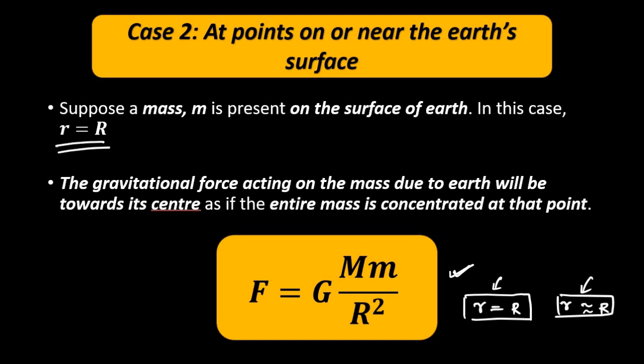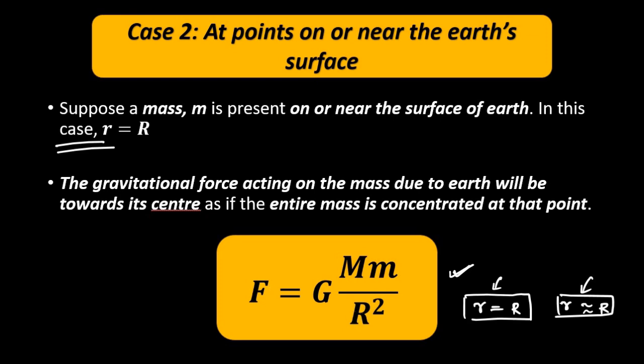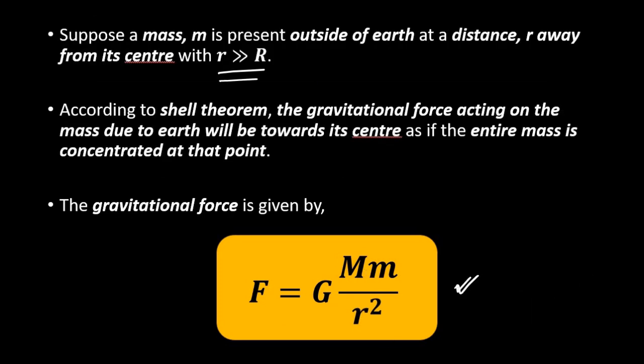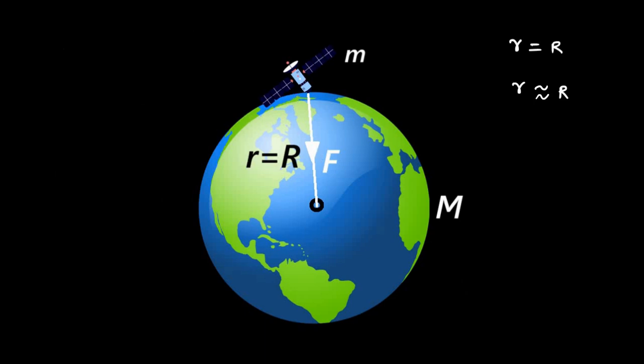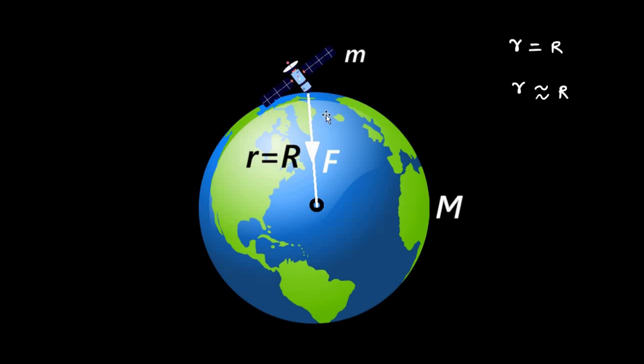This is the expression where we have substituted small r with capital R. So this is the second case where the object, in this case let's say a satellite, is either on the surface of the earth or near the surface of the earth. When it is on the surface, the separation distance is equal to the radius of the earth, capital R, and when it is very close to the surface, it is almost equal to the radius of the earth.